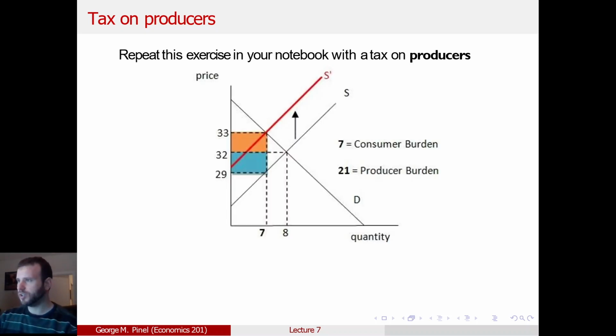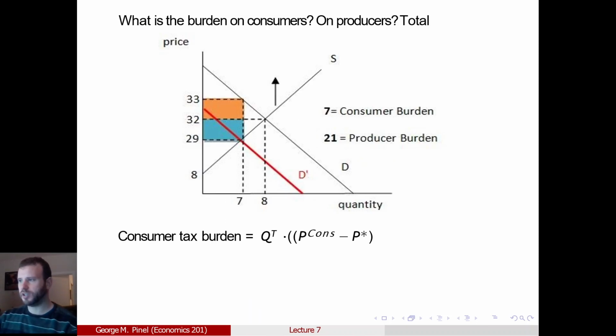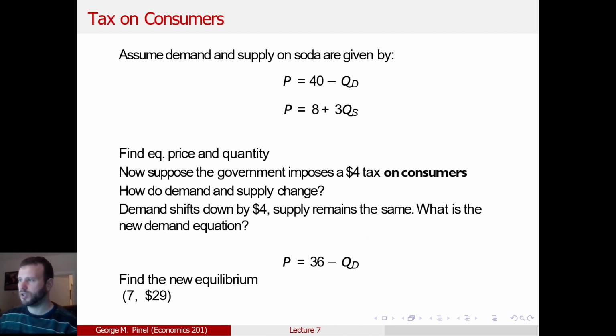So the equations are going to be the same, 40 minus QD and 8 plus 3QS, but now instead of a $4 tax on consumers, we have a $4 tax on producers. Solve it in your notebooks. I'm going to test you on Blackboard, obviously ungraded, but solve it, see what you get, and then we'll reconvene.